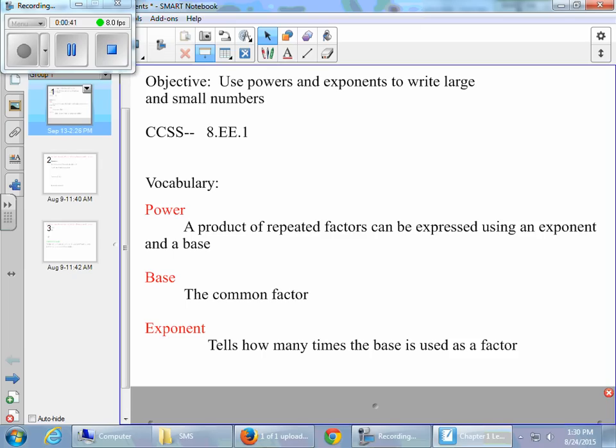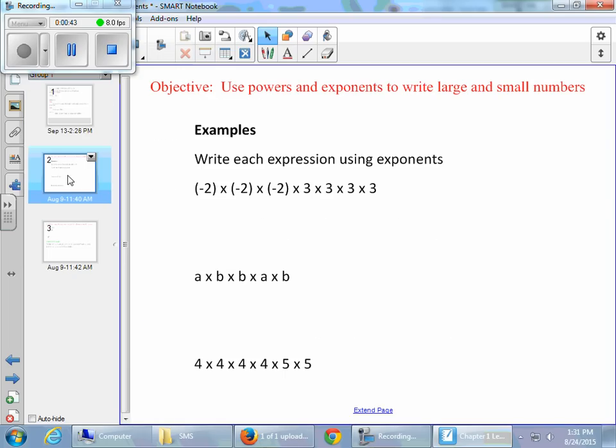Moving right along. You notice our objective is always at the top of each page in our video sheet. Use powers and exponents to write large and small numbers. Okay, now we're going to do some examples here. Write each expression using exponents.